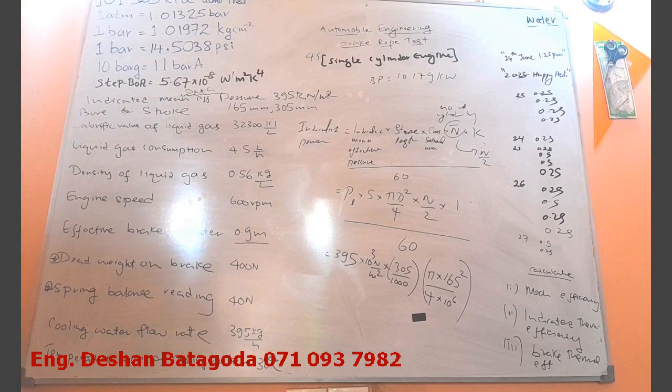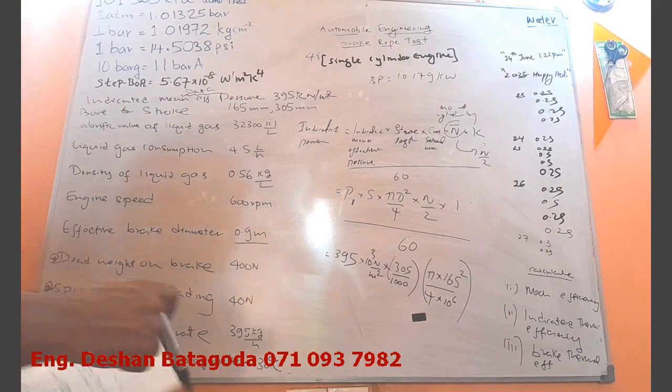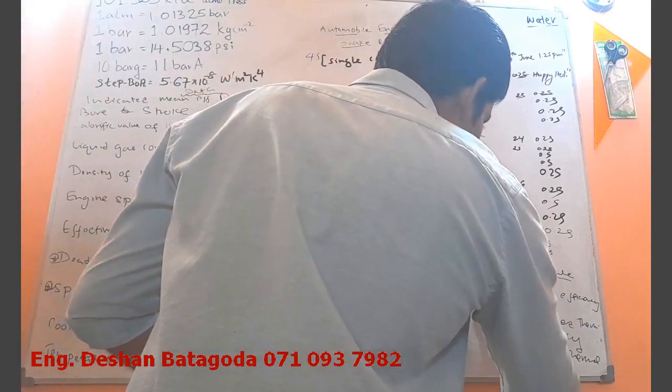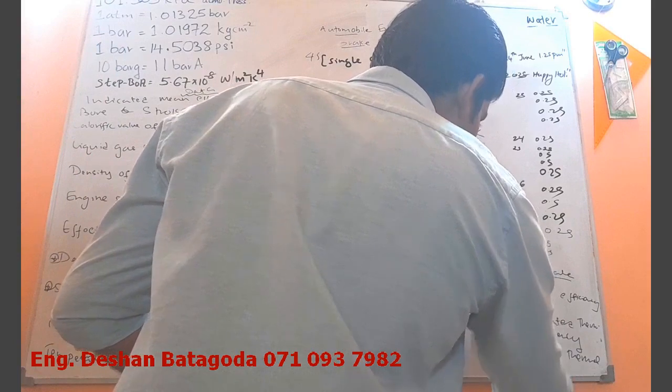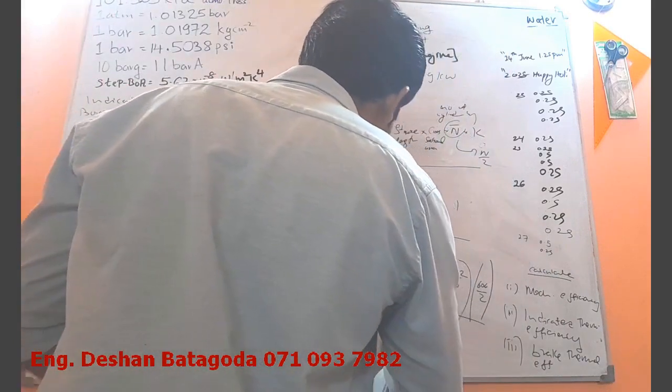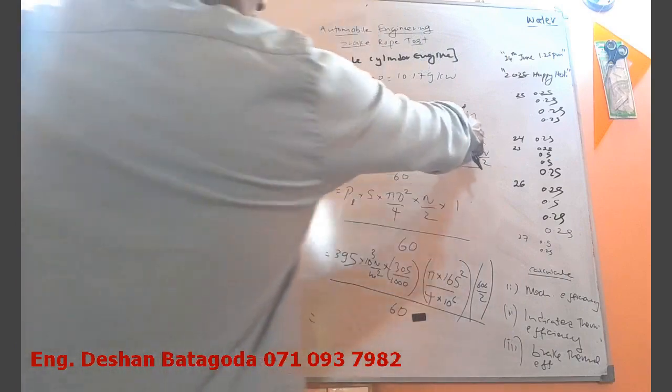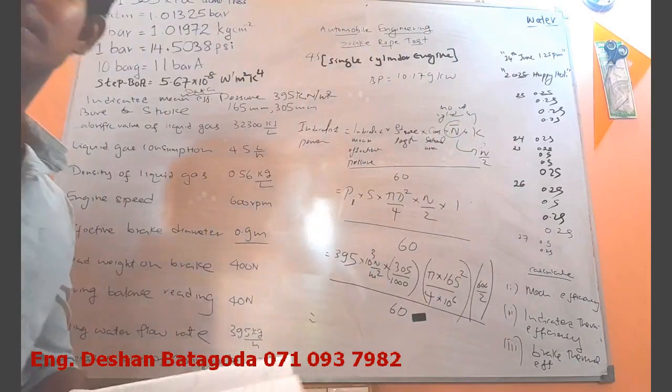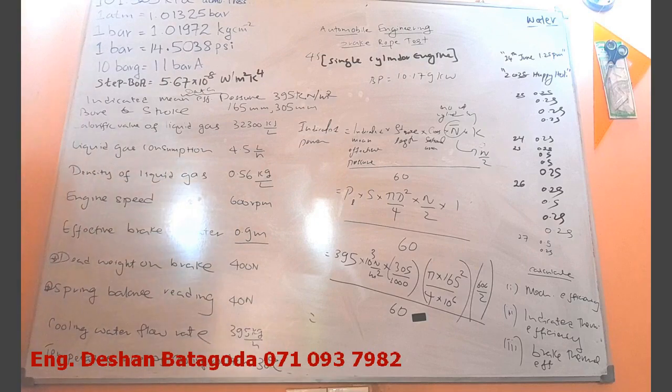Then what is the engine RPM? That is 600. So 600 divided by 2, then this whole thing divided by 60. Now K is 1. What is the reason? Because we have only a single cylinder.